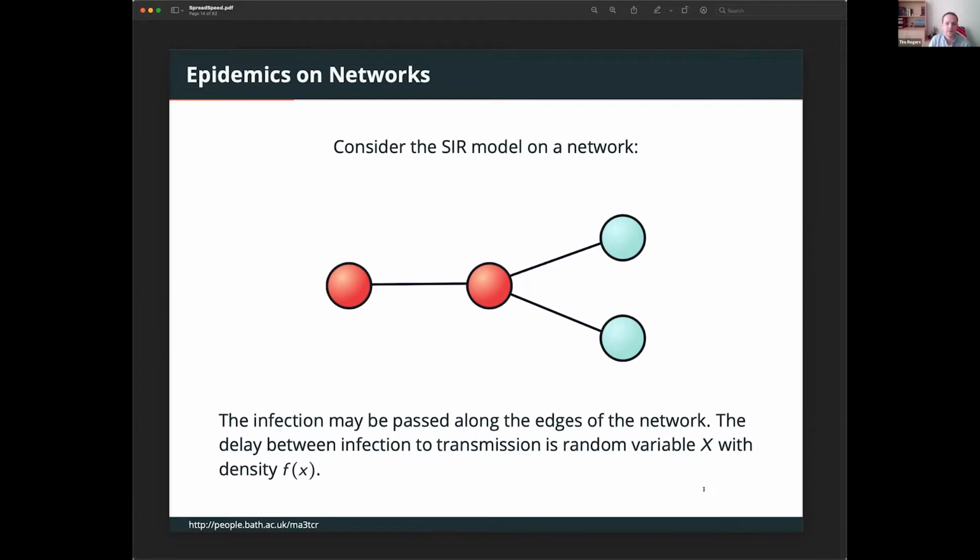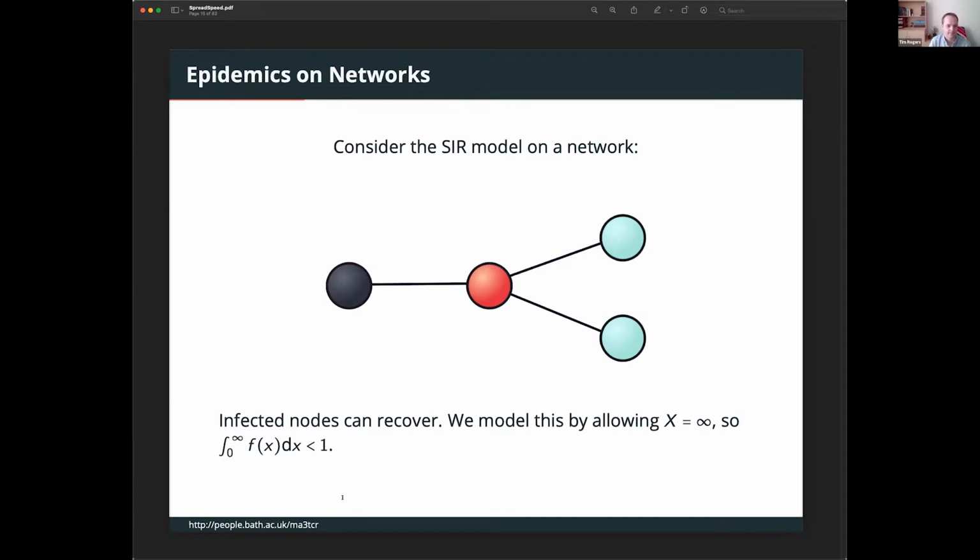Now that delay is random. It's random in the sense that it's unpredictable. So we model it as a random variable, big X, and it has a density function, little f. Infected nodes can recover, and we model this by allowing big X to be infinity. So sometimes the delay between one person getting infected and me getting infected is infinite because they don't manage to achieve infectious contact with me.